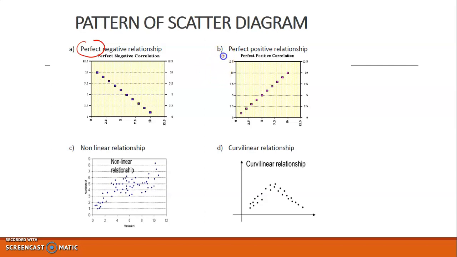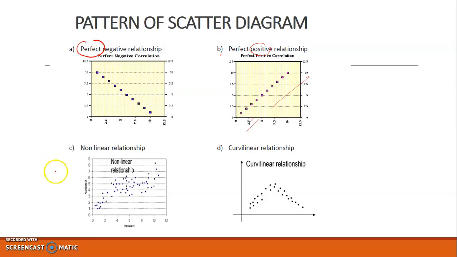But for the second graph here, this one is a perfect positive relationship. Why positive? Because the graph shows an increasing pattern, something that is increasing. And it is perfect because the points are perfectly in a straight line.